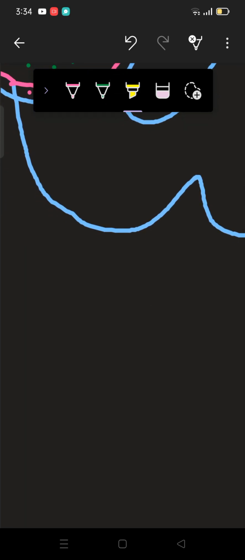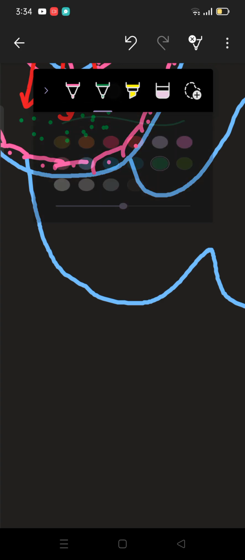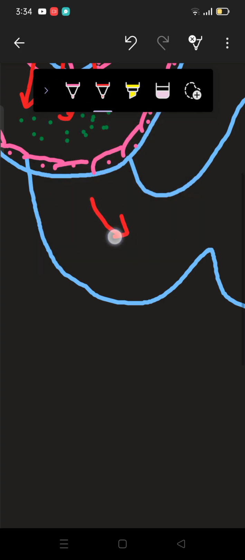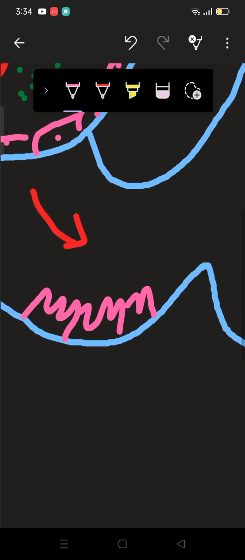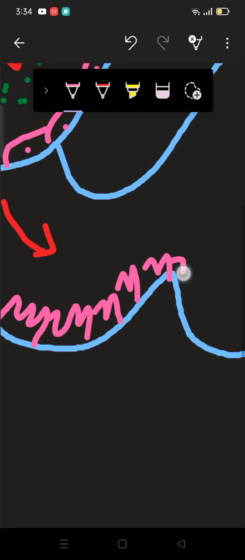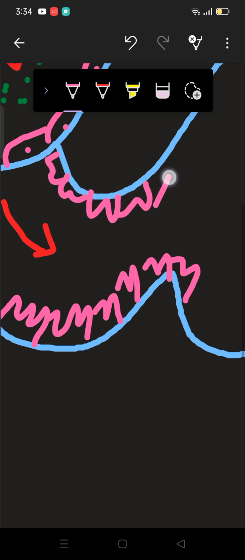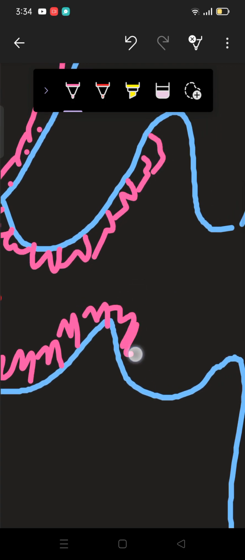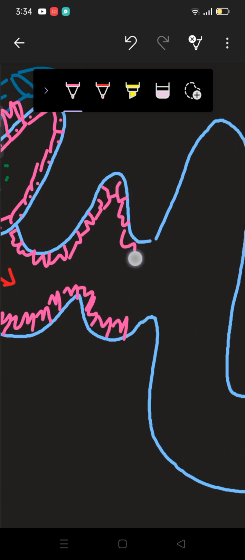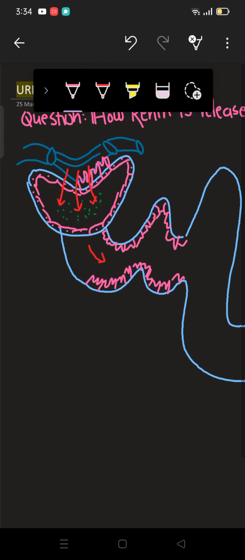Okay, so now it will go to the PCT, and in the PCT we have cells which are known as brush border cuboidal epithelial. In the whole PCT these cells are present. These are all brush border cuboidal epithelial.